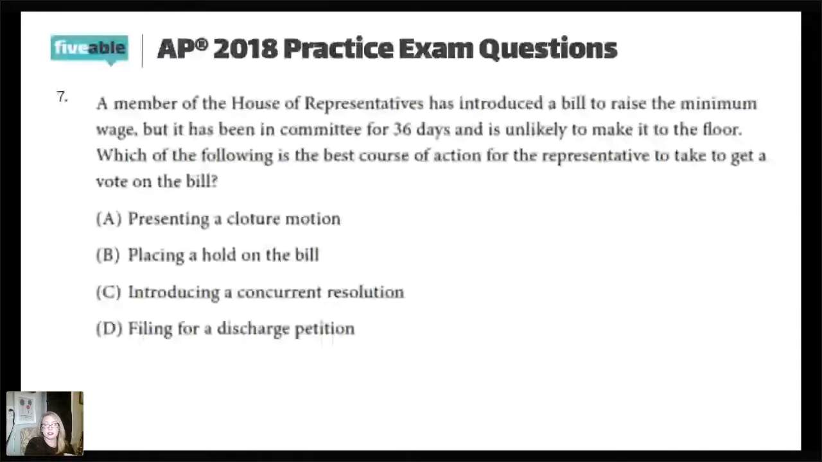So I said this, but it's been a few minutes. If a bill has been in committee for a long time and it's unlikely to make it to the floor, what could a House member do in order to get a vote on the bill? What do you think for number 7?